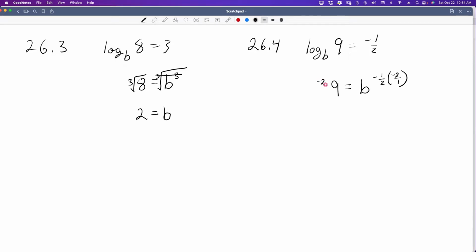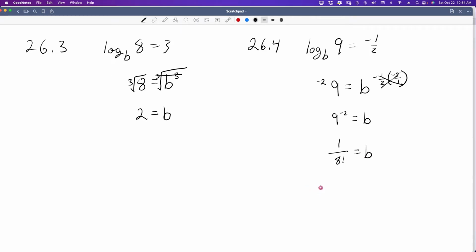We're going to do the same thing over here, only on this side I'm not going to put it over 1 because it's the same thing as -2. It just makes it a little bit easier to solve. So that gives me 9 to the -2 is equal to b, because these two cancel. And a negative times a negative is a positive. So now I just have to reformat this. 1/9 squared would be 81. So that is the value of b.